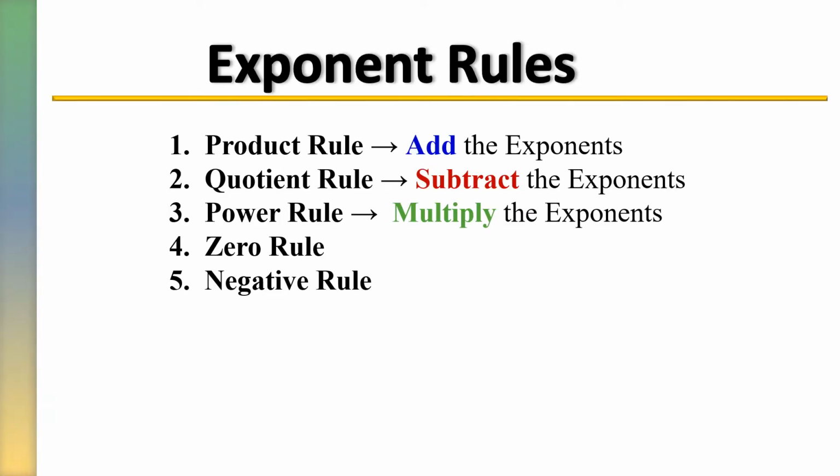That you're going to be learning. There's the product rule, in which you're going to add the exponents. The quotient rule, you'll be subtracting the exponents. The power rule, you'll be multiplying the exponents. And then you have the zero rule and the negative exponent rule.